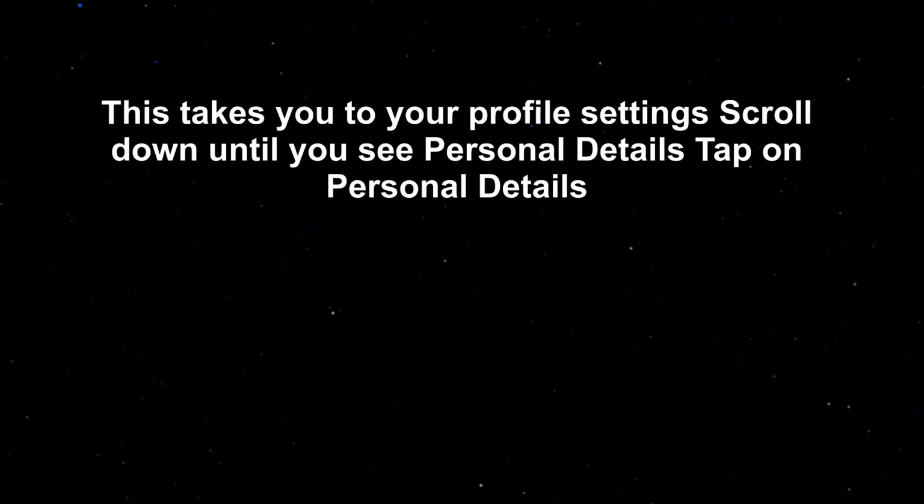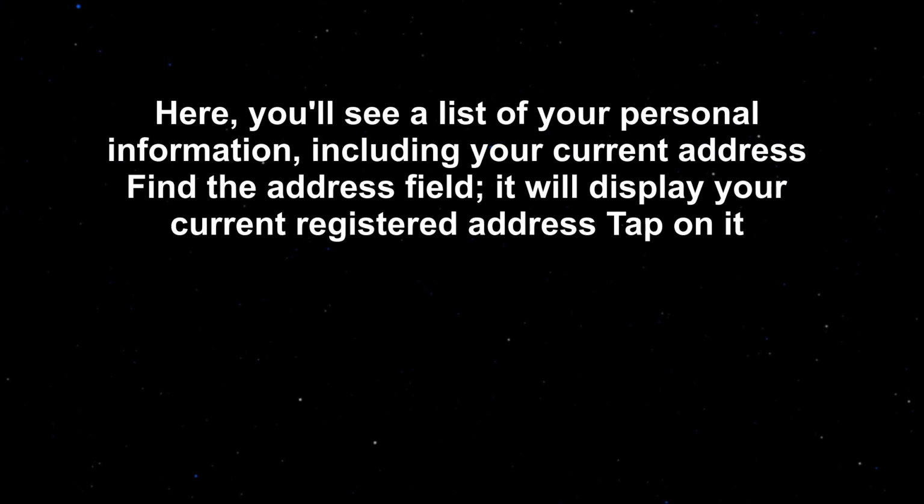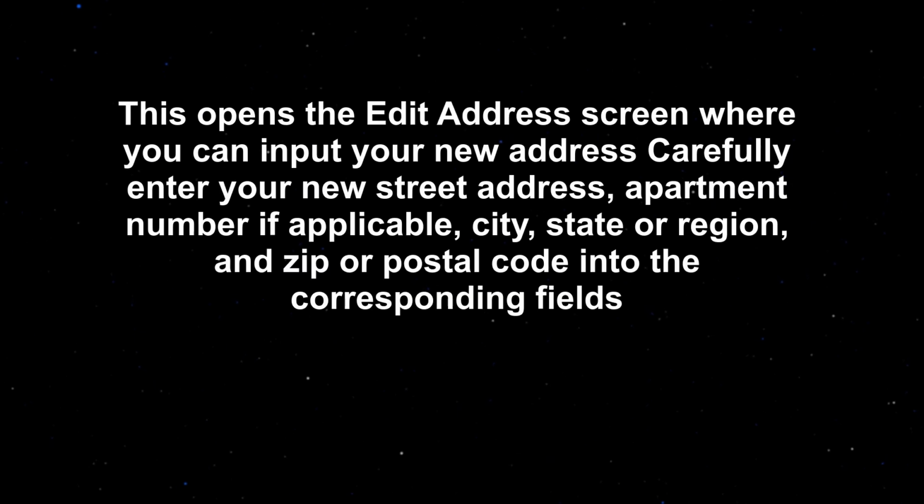Scroll down until you see Personal Details. Tap on Personal Details. Here, you'll see a list of your personal information, including your current address. Find the address field. It will display your current register address. Tap on it. This opens the Edit Address screen, where you can input your new address.